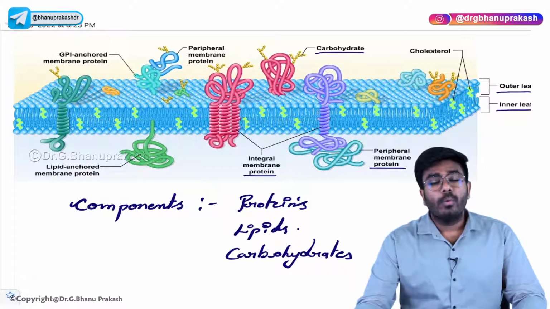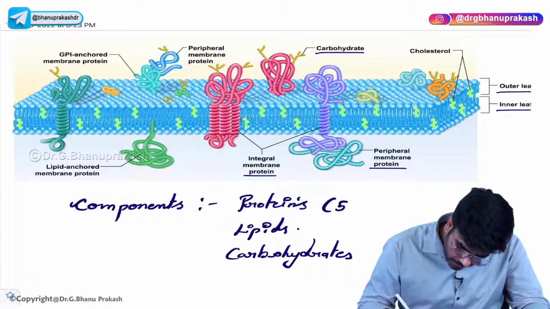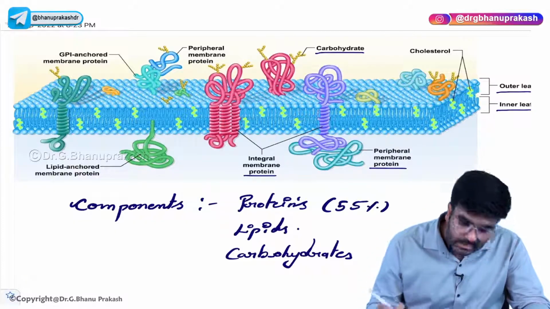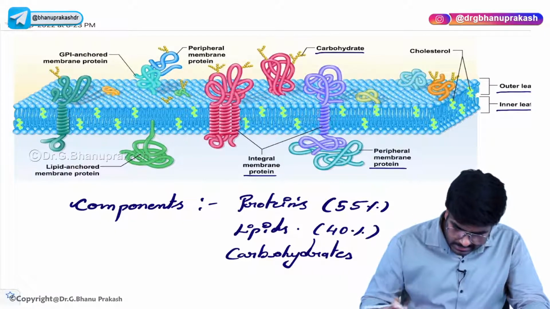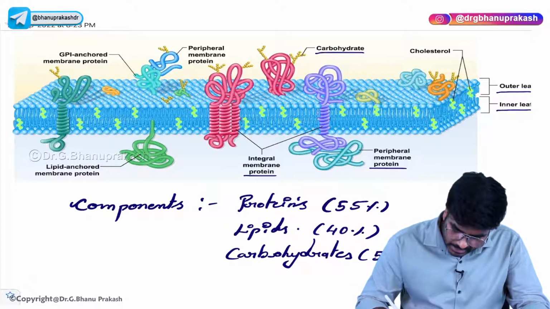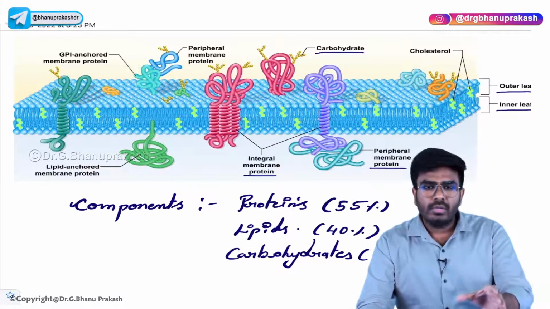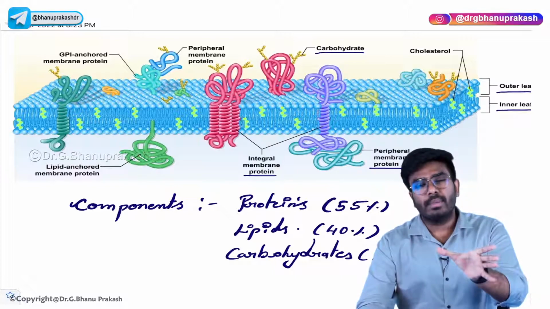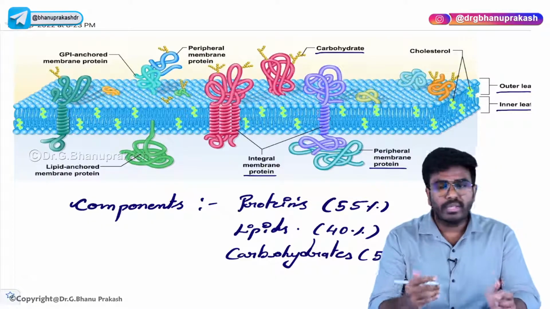Now why I have taken this order? Because proteins are accounting almost 55% of the cell membrane. Lipids are accounting for 40% in the cell membrane, and carbohydrates are accounting for the least, only 5%. So the majority of the cell membrane, the most percentage in the cell membrane is taken by the proteins.